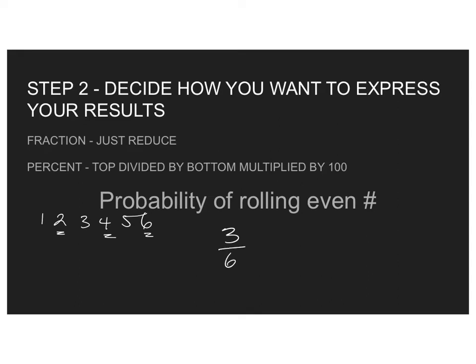Now we can decide how we want to express this. So if we reduce that, that's a 1/2 chance. That gives you a 0.50 or a 50% chance that you're going to roll an even number on a dice.